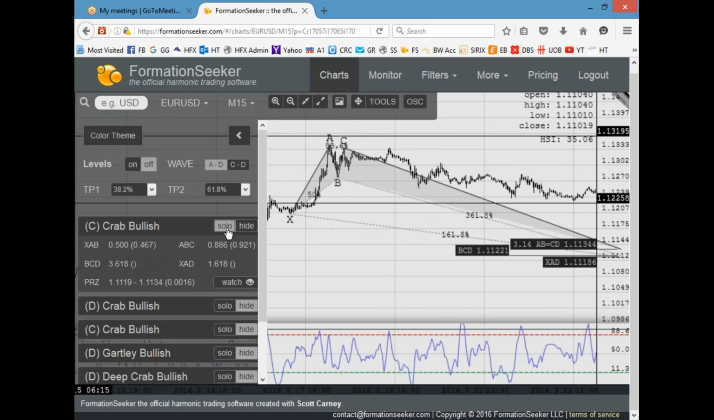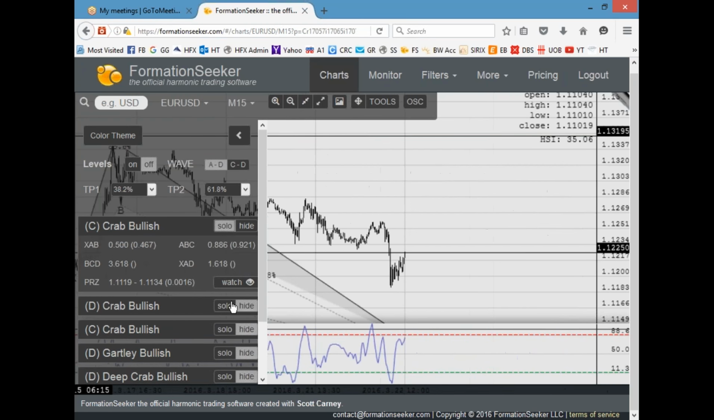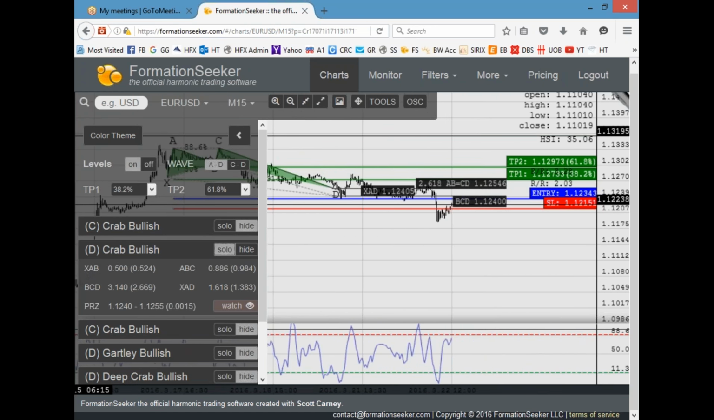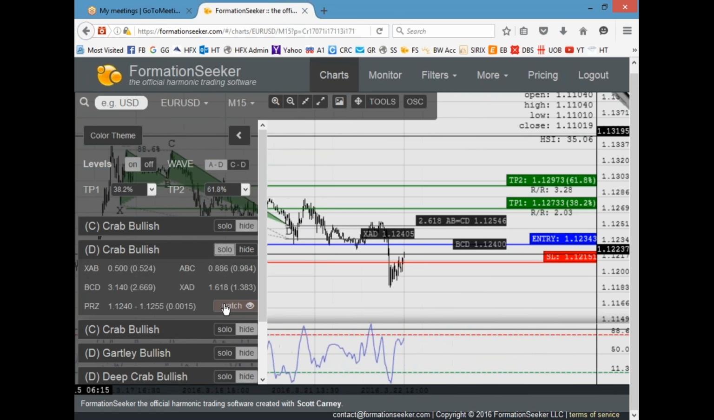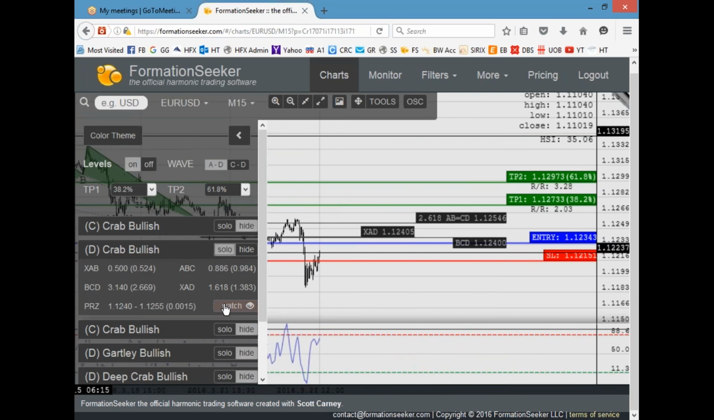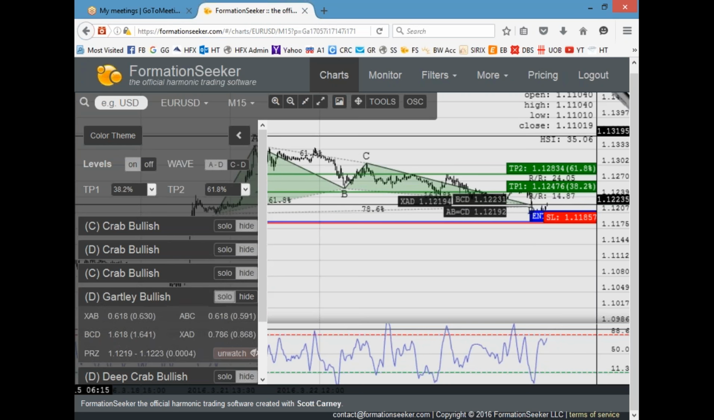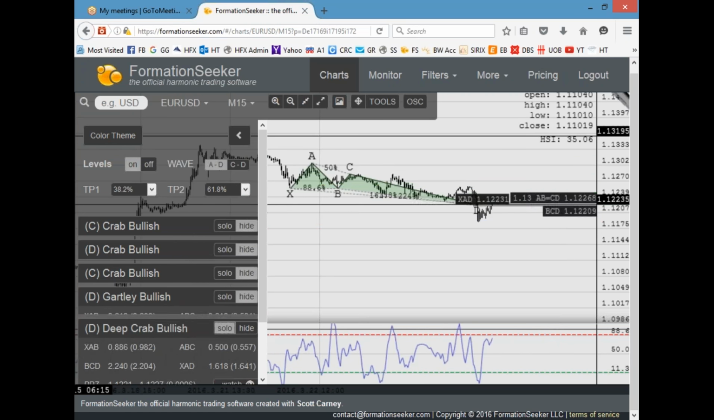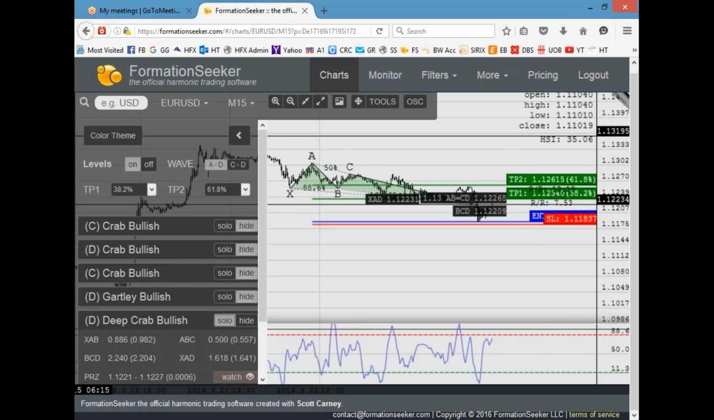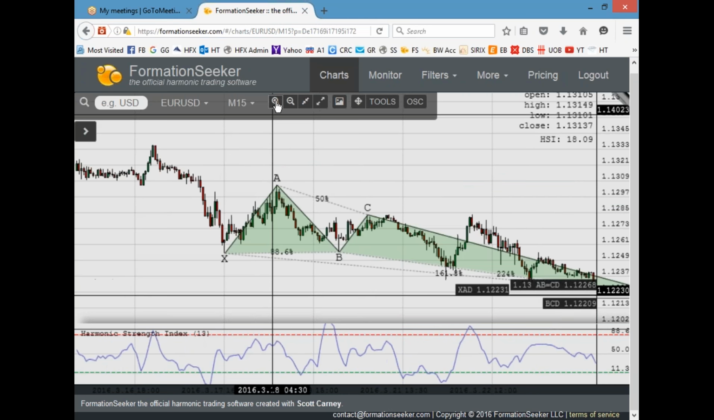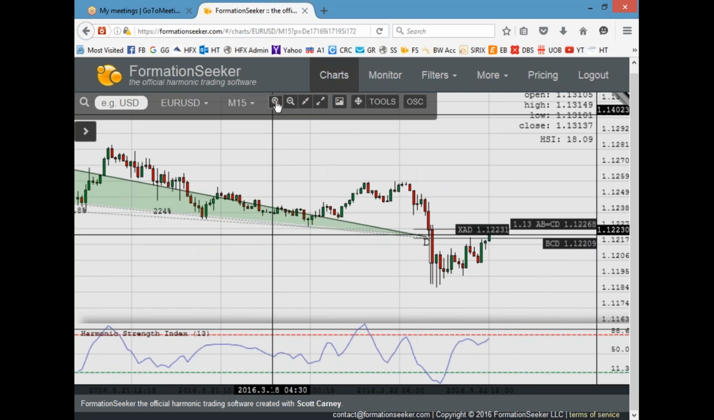It was one of these bullish crabs. This one hasn't happened yet. Okay, point D. Which one? No, I wanted to show the one that fails. That didn't fail, right? I'm trying to find, there was one this afternoon.